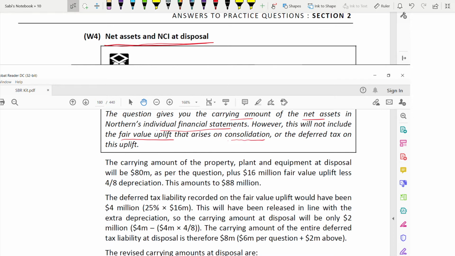So all the deferred tax on this uplift. Because of this fair value uplift, there was a deferred tax on that. This also will not be taken into consideration. Okay.